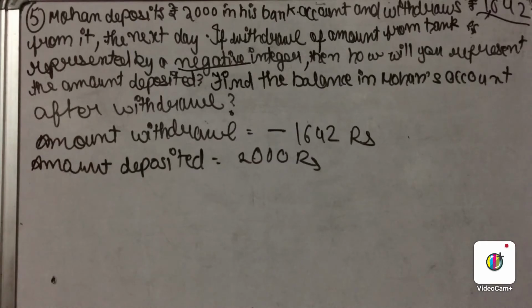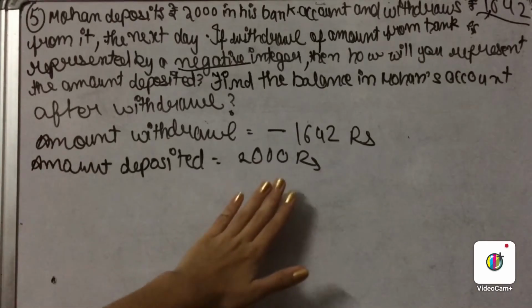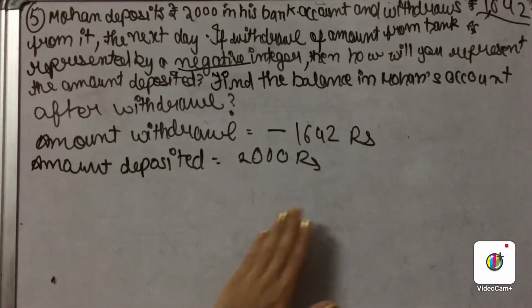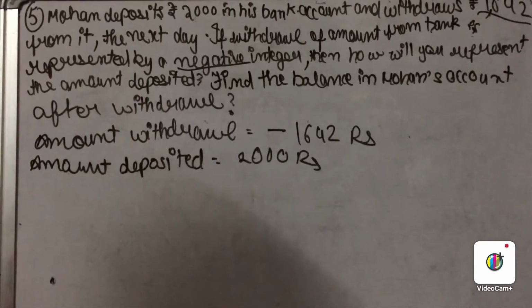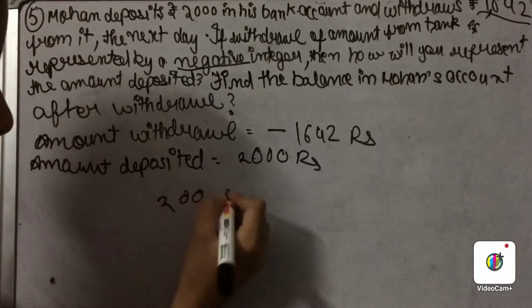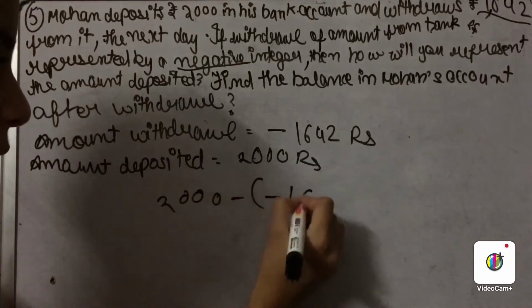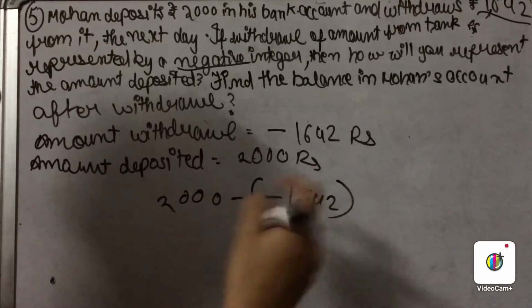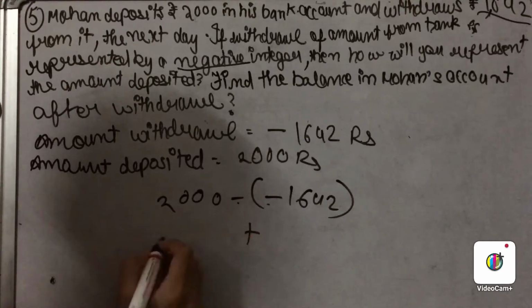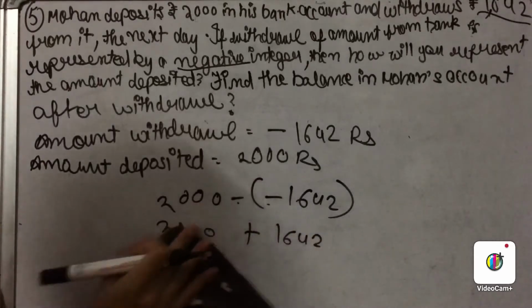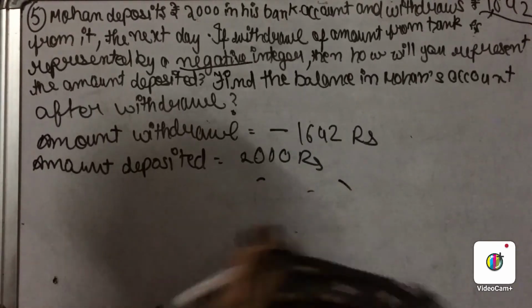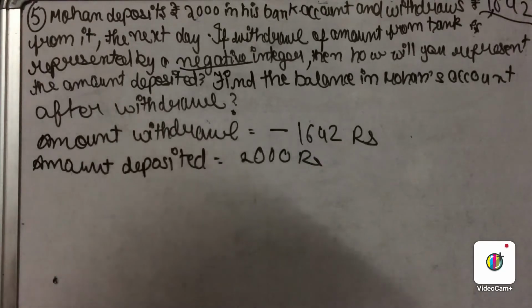Okay, now how would we find it? Obviously we would subtract 1642 from 2000, but there is a thing in this question that if you want to subtract these both, then you cannot write it as 2000 minus minus 1642. No, you cannot write it like that, because minus minus will become plus, so it will be 2000 plus 1642, so it will be wrong answer. So you would write it as follows.